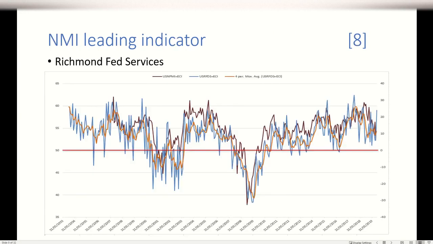Here's another regional Fed. This is the Richmond Fed Services. The Richmond Fed has one for manufacturing and another one for services. And it's very volatile. The blue line is the actual Richmond Fed Services, and the brown line is the NMI. It predates the NMI, and if you do a 4-period moving average, it leads the NMI. You can see that clearly throughout the entire process. So if you just get the trajectory right, which is what we're really interested in, whether we're going higher or lower, that would give us a leg up on the NMI as well. So that's a fantastic indicator for that.